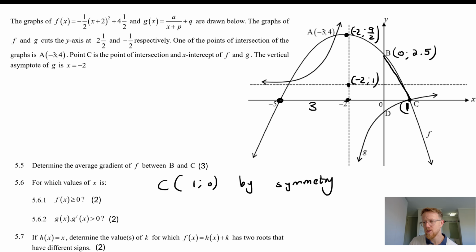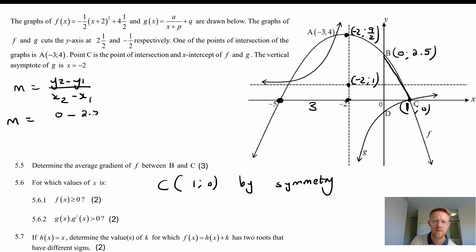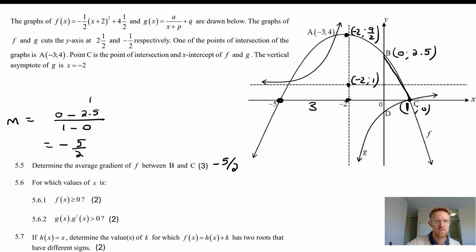So now that we have the coordinates of that, we can now go use our gradient formula, which, as I said, is normally for a straight line, but we're using it on a curve, but that's okay because they said average gradient. And so I'm just going to use this as my point number 2, so that'll be 0, take away 2.5, divide by 1, take away 0, and that should give us negative 2.5 or negative 5 over 2.